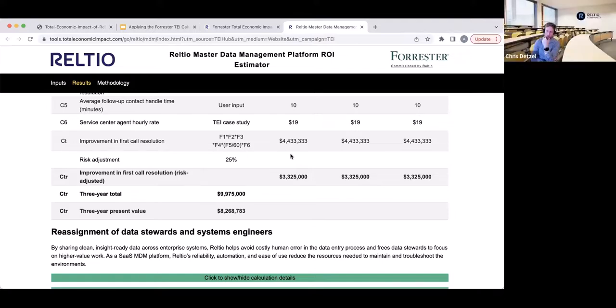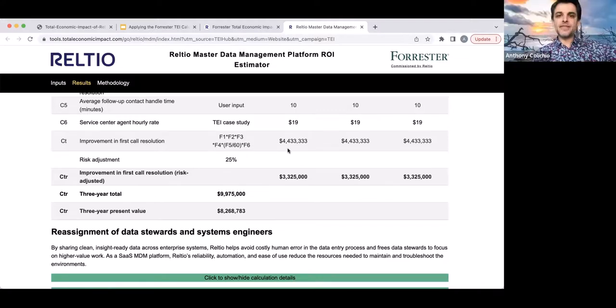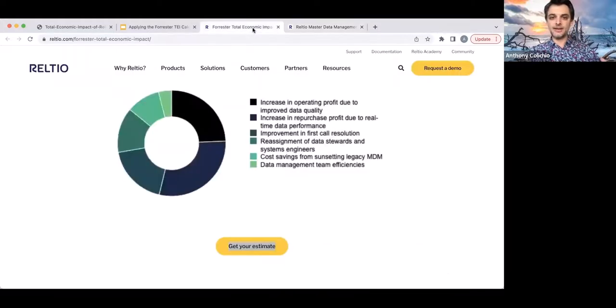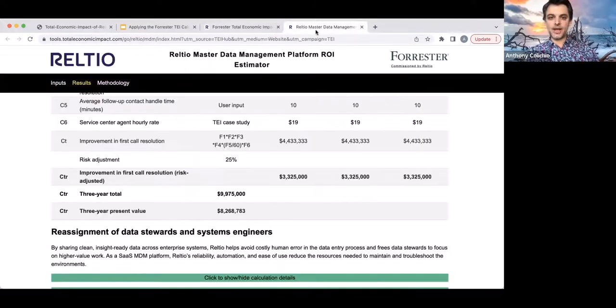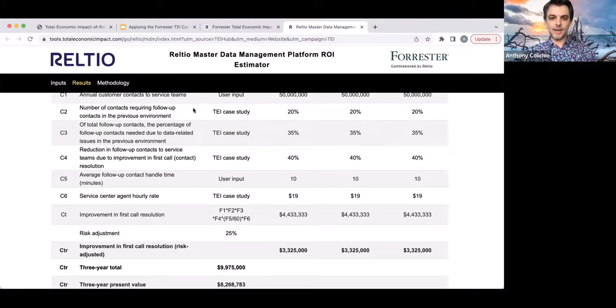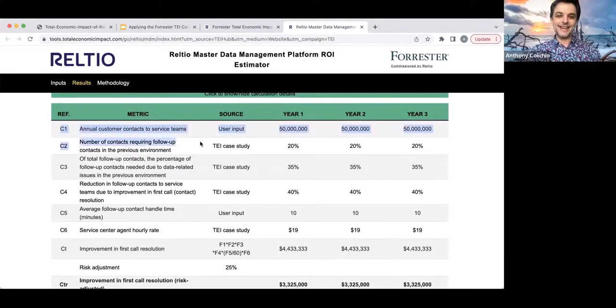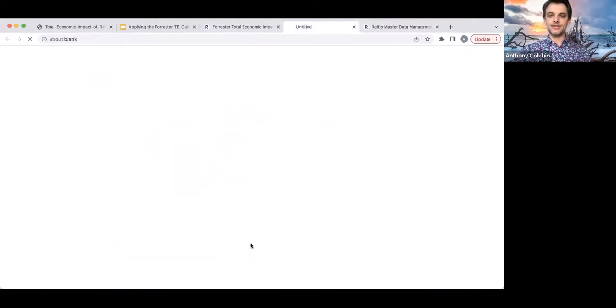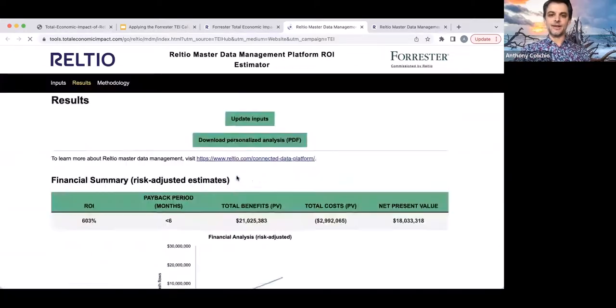Can you tweak the TEI case study values in the calculator? That's a fantastic question, and the answer is no, not all of them. But the way I usually do it, you could just do a copy paste, and I stick it in a spreadsheet. So you're 2 seconds away from spreadsheet happiness or misery, however you see it. But yeah, what's available is just those inputs that are listed here.